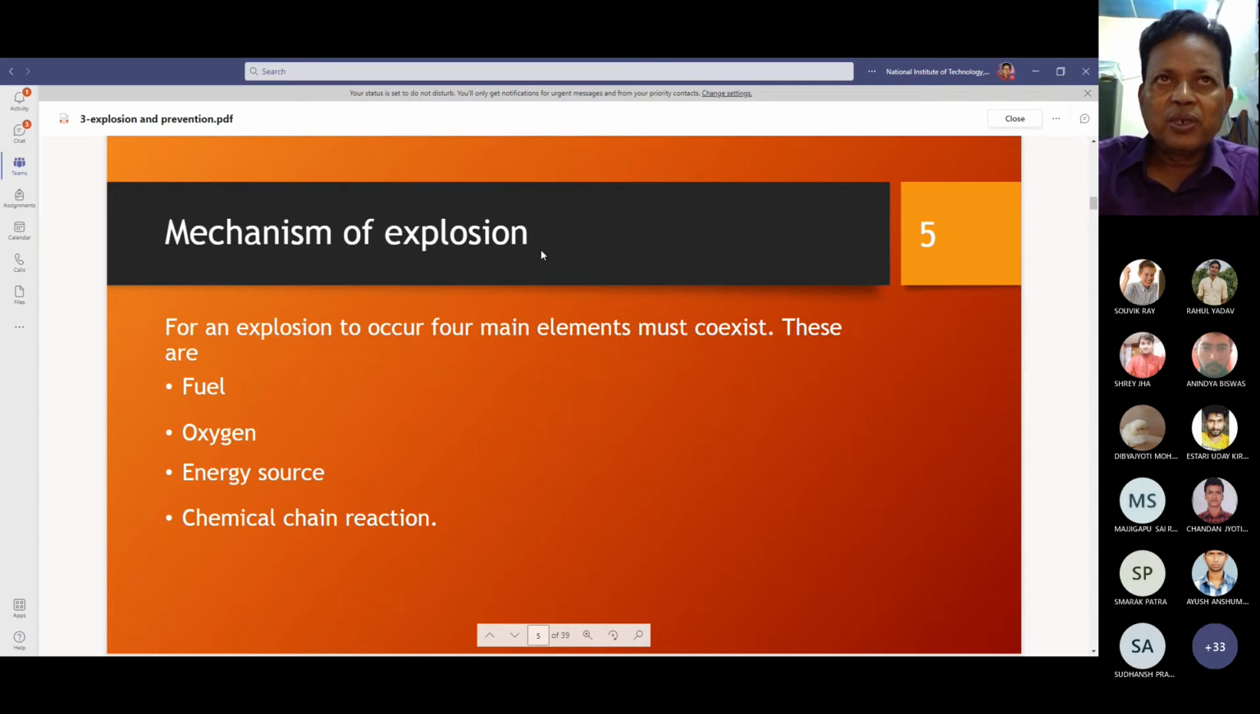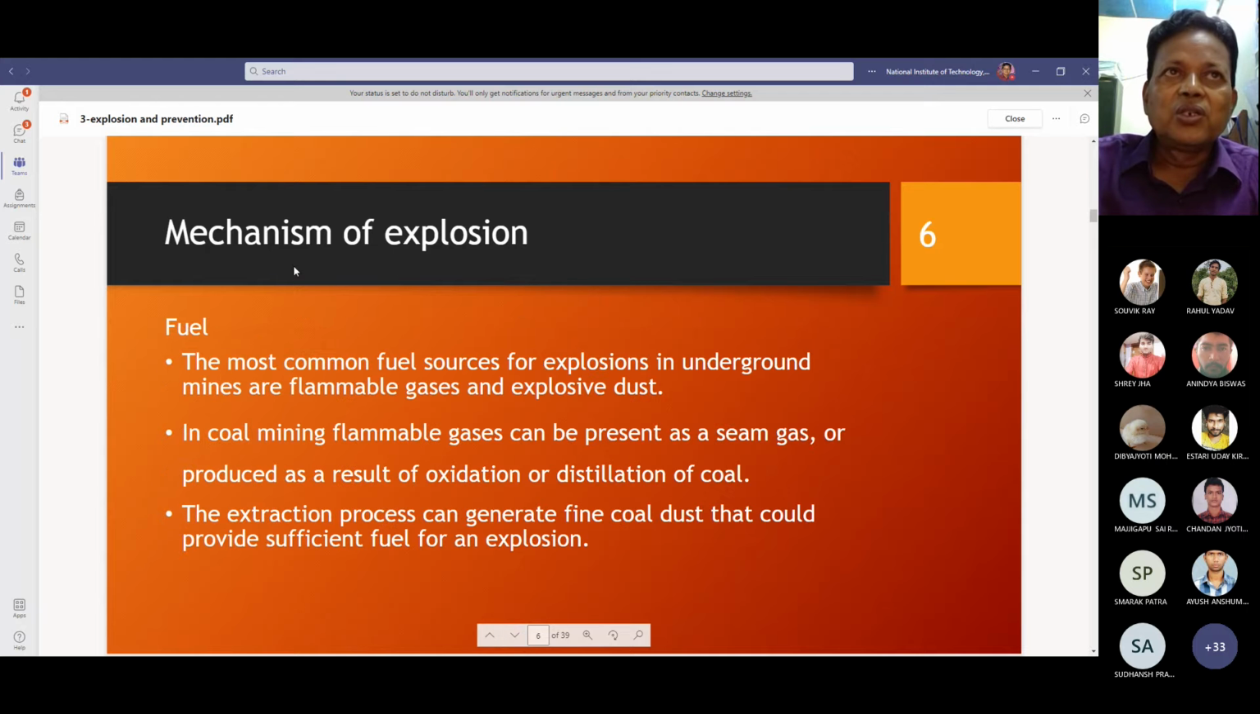What is the mechanism of explosion? We have discussed. For an explosion to take place, 4 main elements must coexist. These are fuel, oxygen, energy source, and chemical chain reaction. Okay, so the mechanism of explosion, fuel.